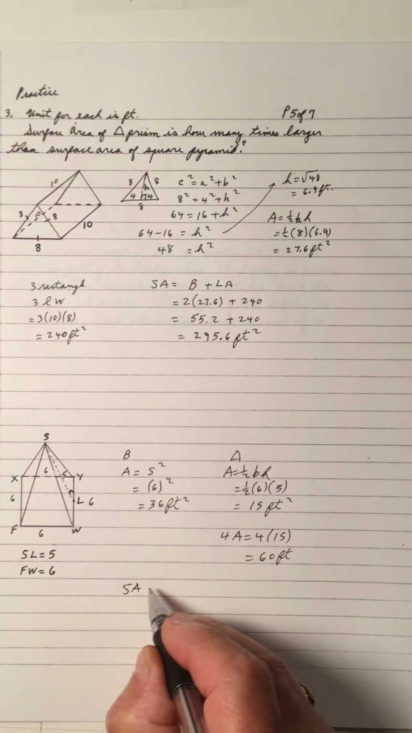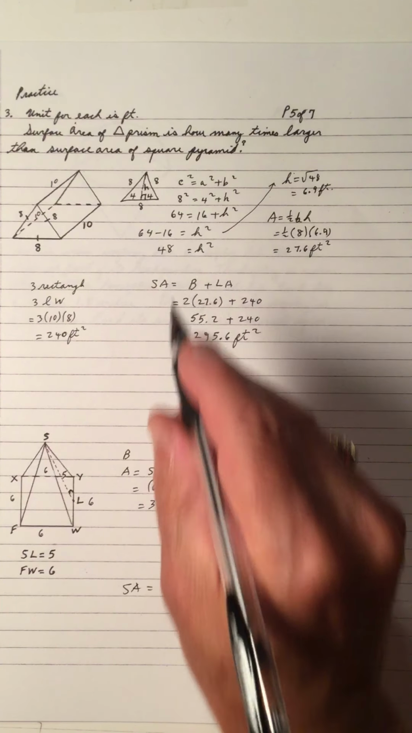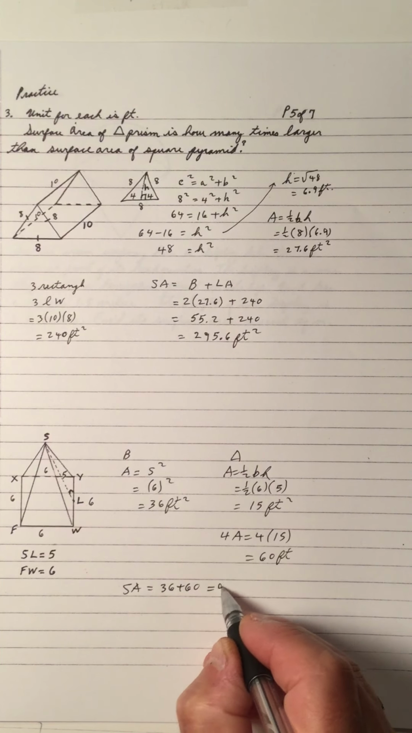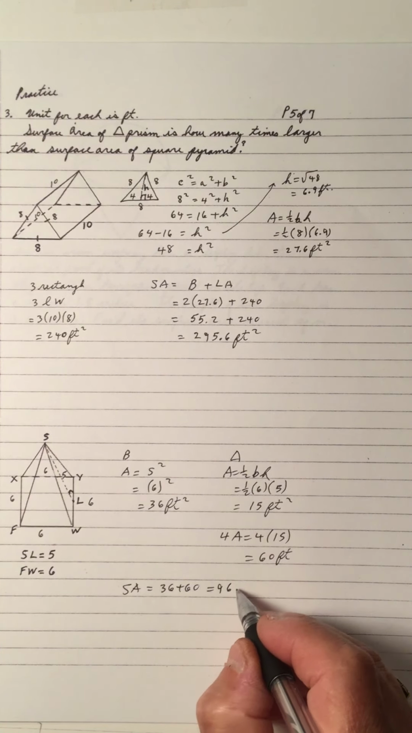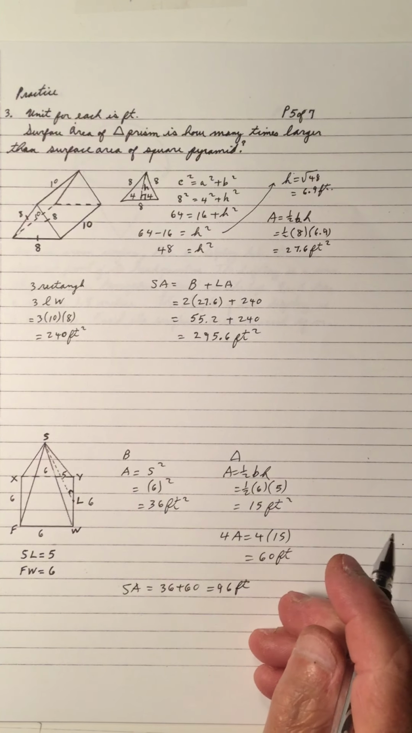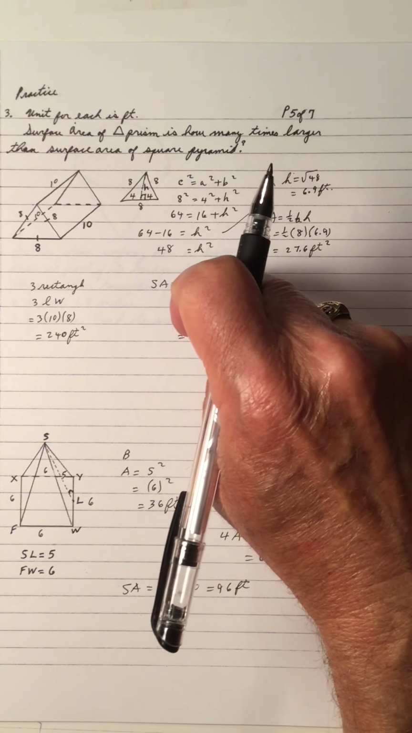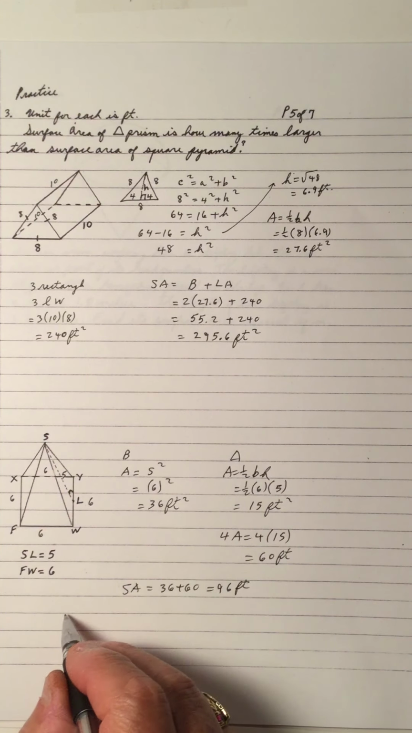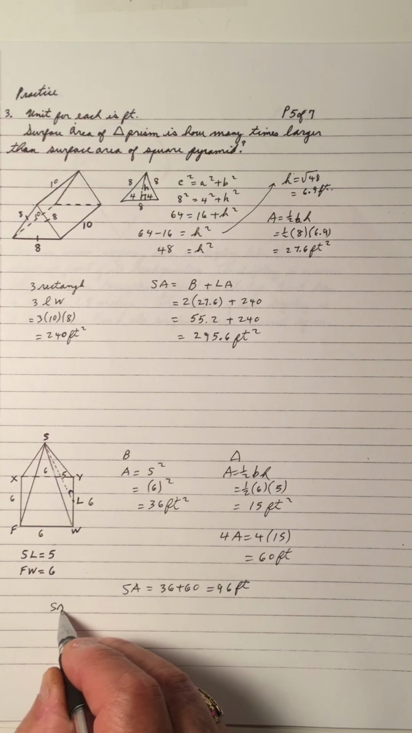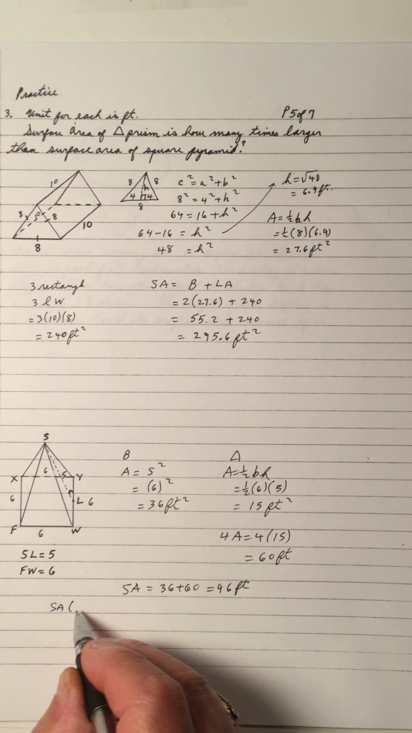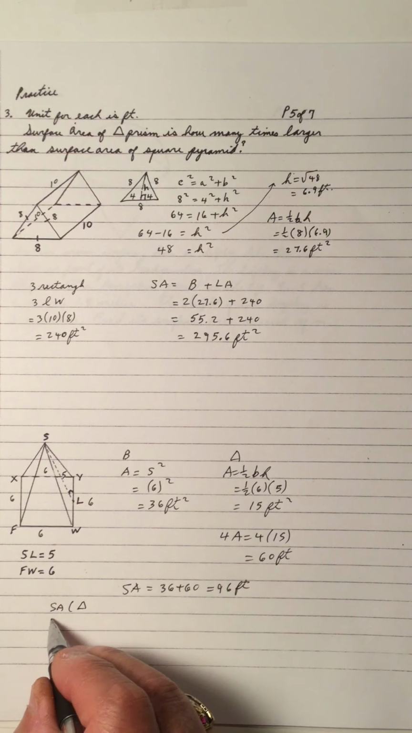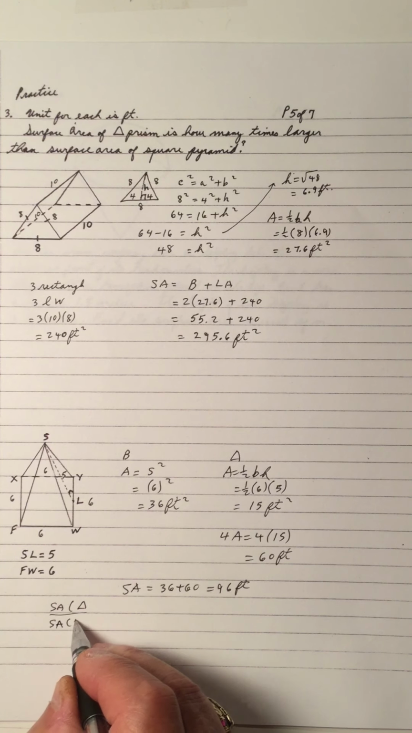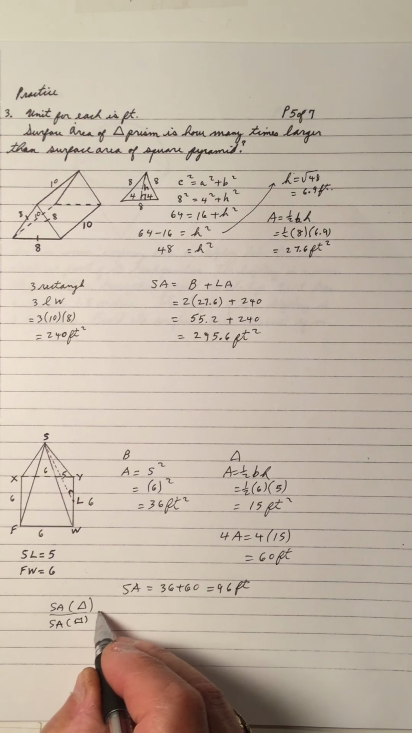So the surface area of the square prism is 36 plus 60, and that's 96 square feet. And it says, how much is the rectangular prism more than the square pyramid? Well, that means we've got to get the surface area of the triangle, and the surface area, SA, of the square pyramid. I just put a square in there without writing it all out. You know what I'm doing.